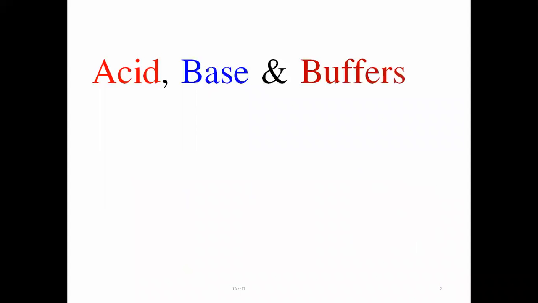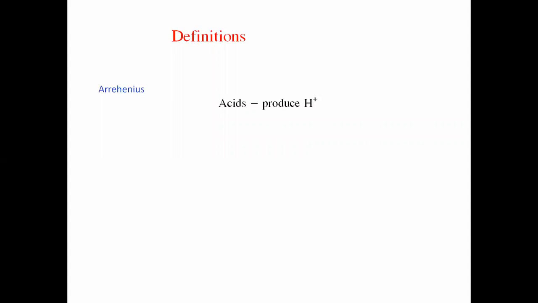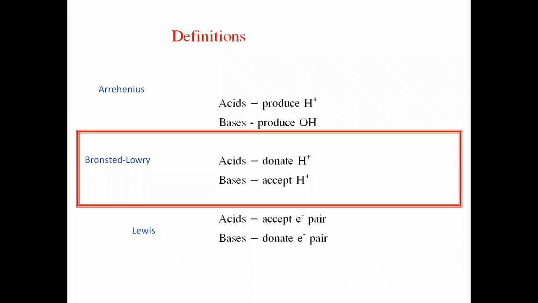So we'll discuss acids, bases and buffers. Already we have seen what content we are going to cover in this topic. We are going to cover definitions of acid, base and buffer. Then we are going to cover types of acids, types of bases and types of buffers, their uses from the pharmaceutical point of view, different theories behind acids, bases and buffers, and some examples and references. Now we are moving towards the definition of acids and bases.